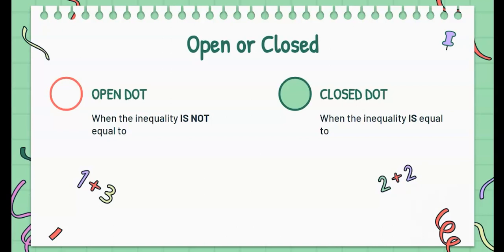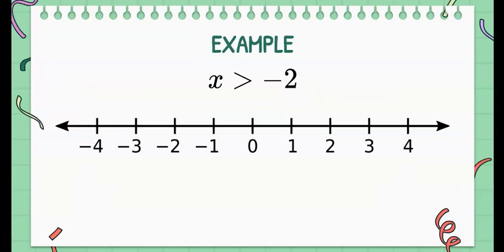Let's take a look at all four possible situations. So our first example is x is greater than negative 2. So the first thing I look at is I notice that that inequality is not equal to. So at negative 2, I'm going to have one of those open dots. Now, I'm looking for x is greater than negative 2. X stands for any number.